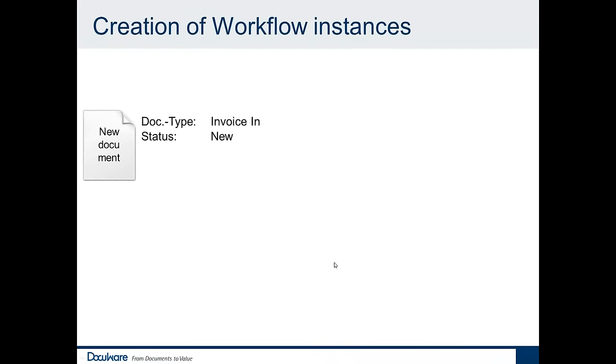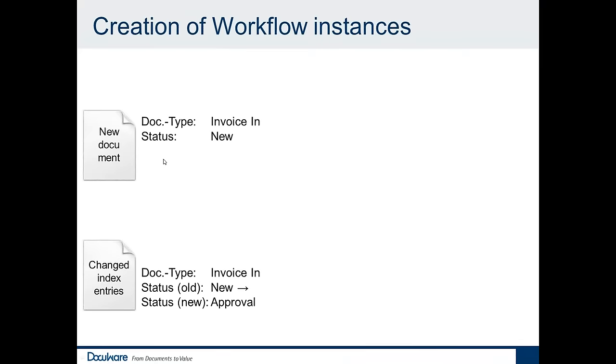So, how does a workflow instance get created? Well, there's two ways it can happen. First is a new document is stored in the cabinet that meets certain criteria. For example, document type of invoice with the status of new, and a document that has already been stored in a file cabinet can also be triggered with similar doc type and a change in the status.